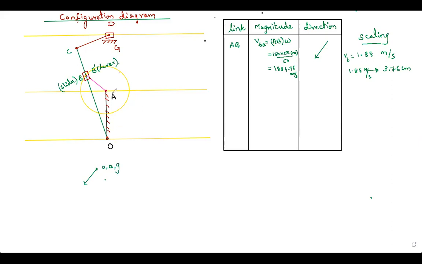All are not moving. So A is fixed, O is fixed, G also is fixed. So that's the first thing to do, and this end is point B.